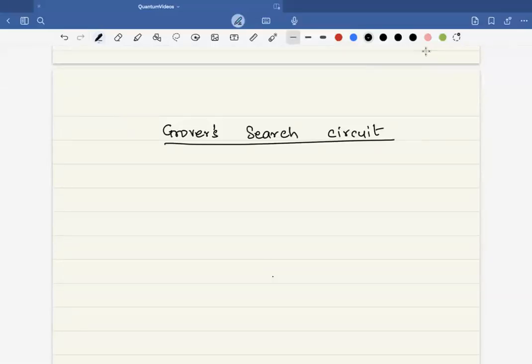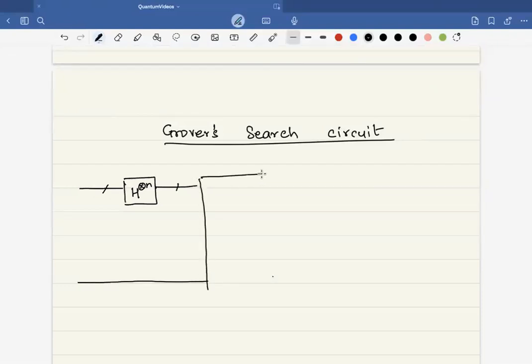Hi, in this video, we are going to go into a little more detail about the Grover circuit. So let's draw the Grover circuit as we have studied. We have the top qubits, we have an application of the Hadamard gates. Then the bottom register is an auxiliary register. And then we have several applications of what is called the Grover operator, G.